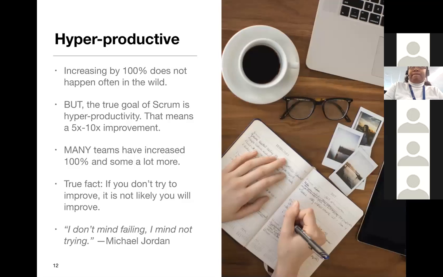Okay, so we need to put this in the context that the key purpose of Scrum is to be hyper-productive. That is to say, ultimately 5 to 10 times more productive than we have been in the past. And teams can do this. Are we regularly doing this with Scrum? The answer is clearly no. But many teams are increasing by more than 100%. I didn't say many percentage-wise, but still many. This isn't going to happen if we're not trying to improve, and improve somewhat aggressively.